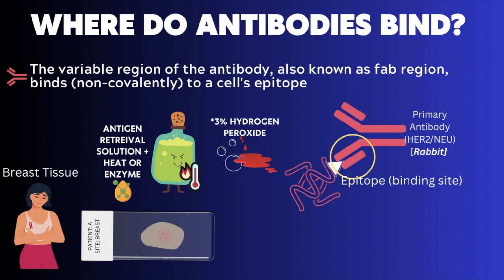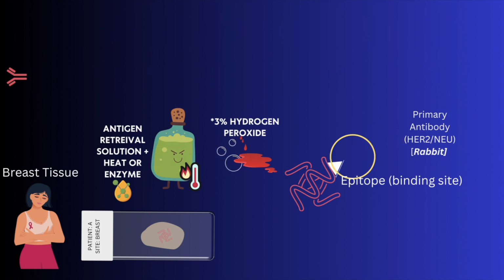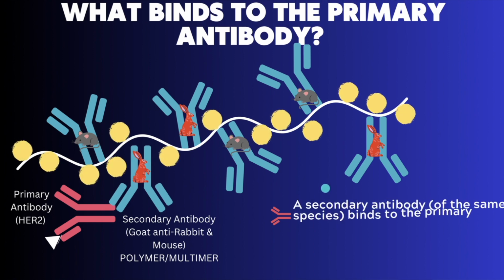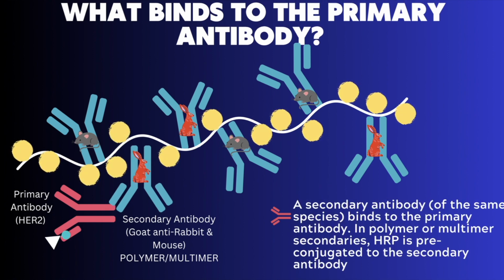Okay, so what's the next step of this series of events? We already saw the primary antibody bind to the cell epitope. Next comes the secondary antibody. Now, this looks like a lot is happening all at once, but it is considered one step in the IHC process.